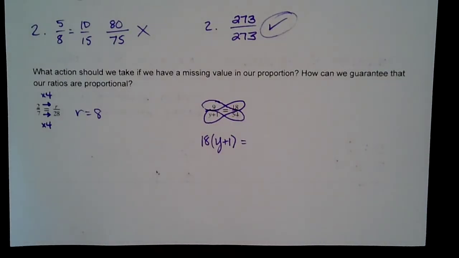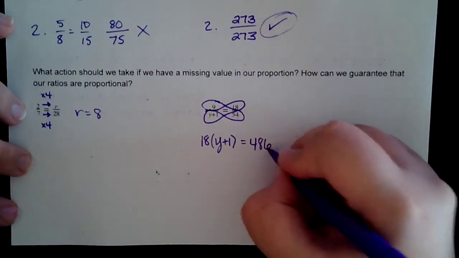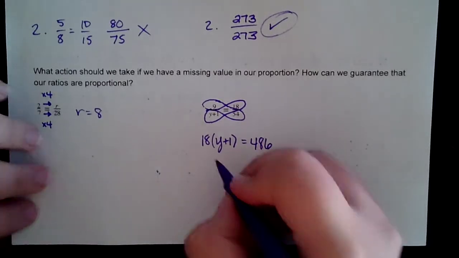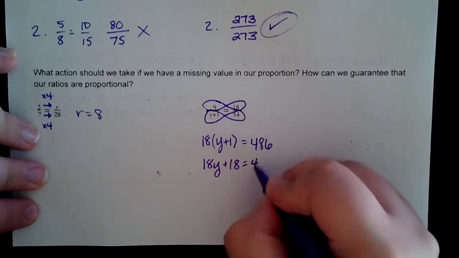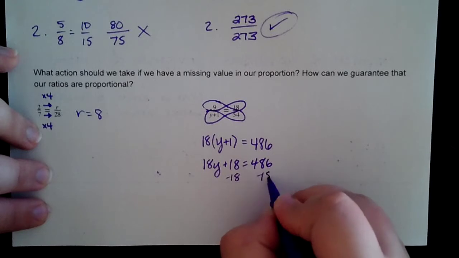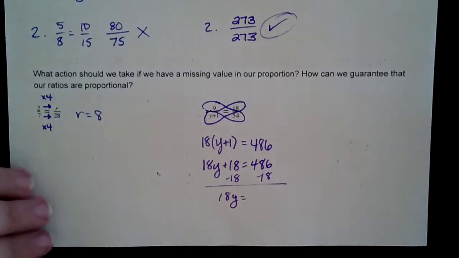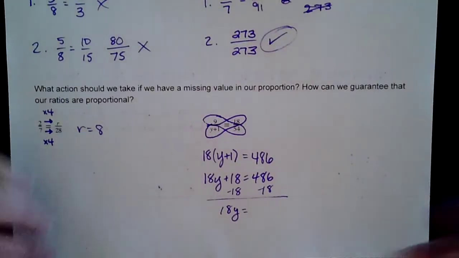Let's go back to my calculator here, because 9 times 54 isn't one that I have memorized. 486. Now that I have an equation, I can solve this the same way I have been in previous lessons. I'm going to use that distributive property. I'm going to subtract the 18 to the other side. I'm going to be left with 18y equals, per usual, grabbing the calculator, hold on one moment, 468.